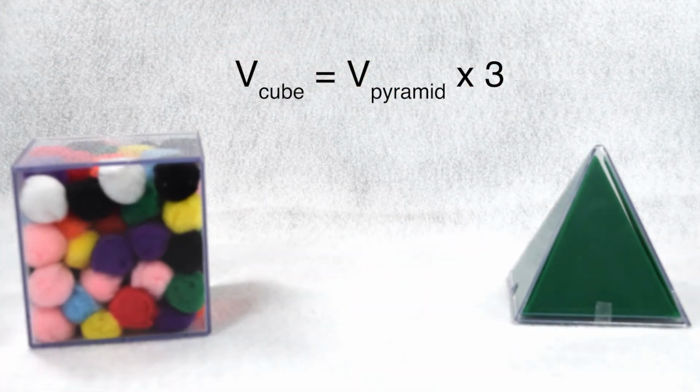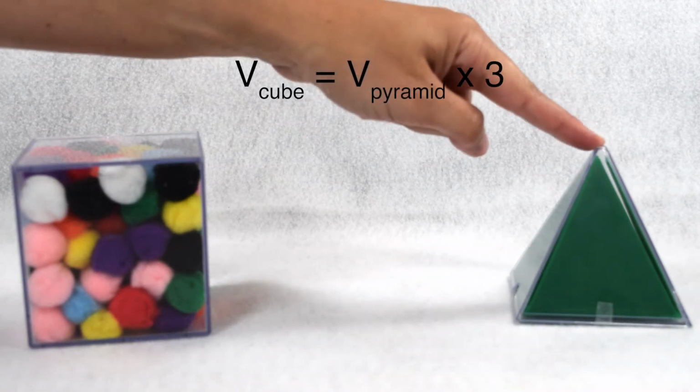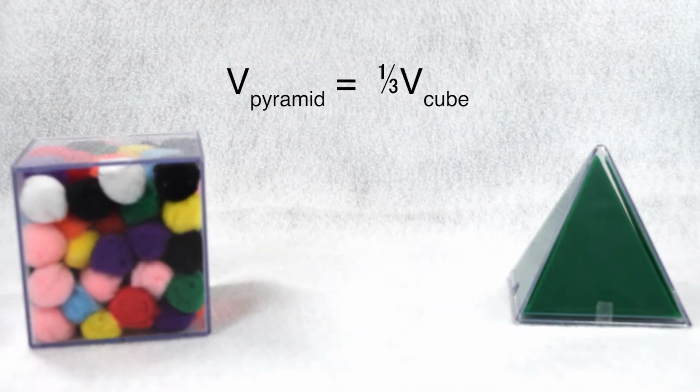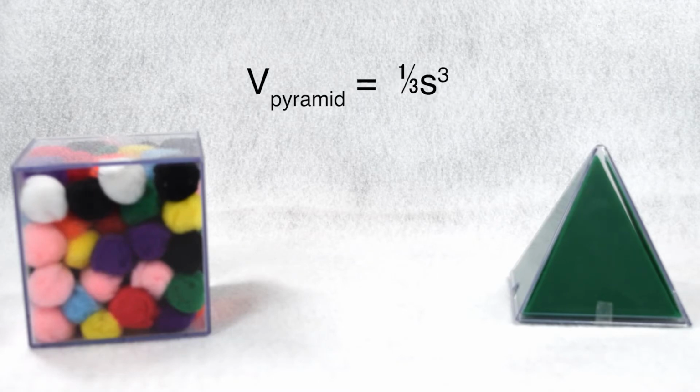We already know how to find the volume of the cube. So we're going to take the reciprocal of that. The volume of the pyramid is 1/3 the volume of the cube. We know how to find volume of the cube, so we can change that part of the equation to say side cubed. So volume of a square pyramid is 1/3 side cubed. Now that's very specific for a square pyramid and a cube.